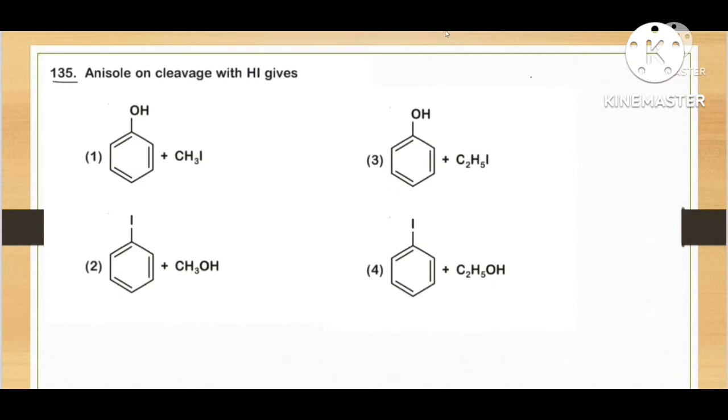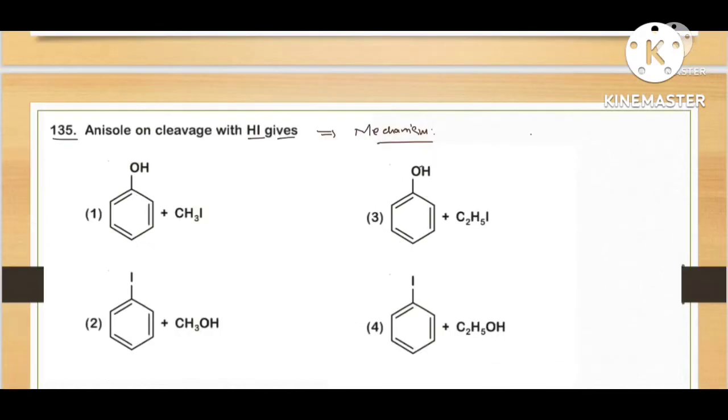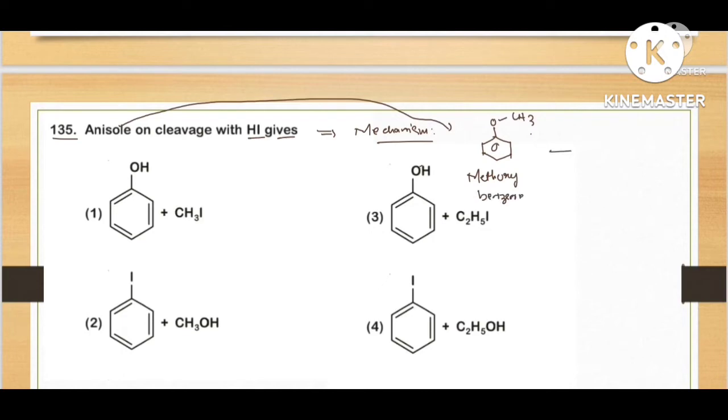Now let us discuss 135. Anisole on cleavage with HI gives rise to. Okay. Now let us see the mechanism. Anisole. First of all, write the structure of anisole. Anisole means benzene bond O bond CH3. Anisole is also called methoxybenzene. This will react with HI.